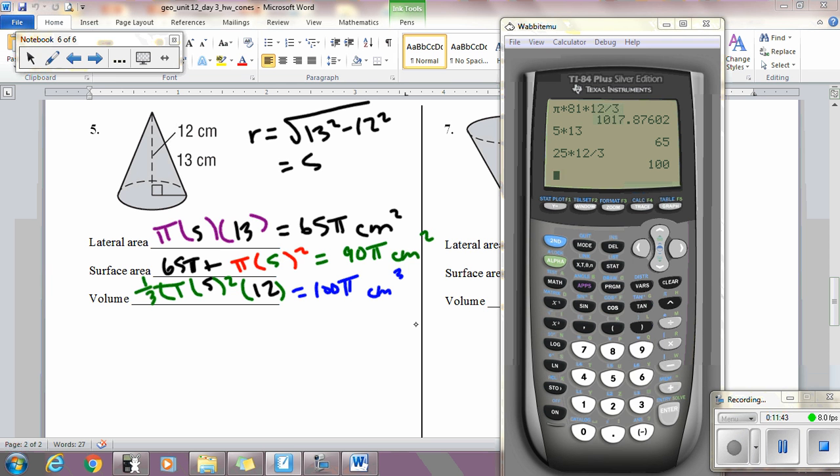So that's what we mean by in terms of pi. Pi is in the answer. Don't put pi in the calculator. Otherwise, you're going to get funky decimals.